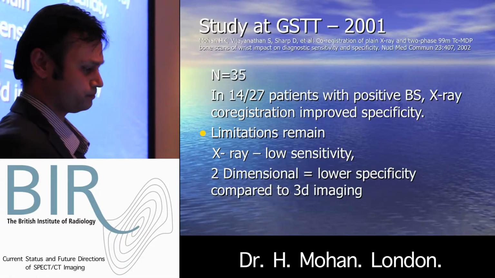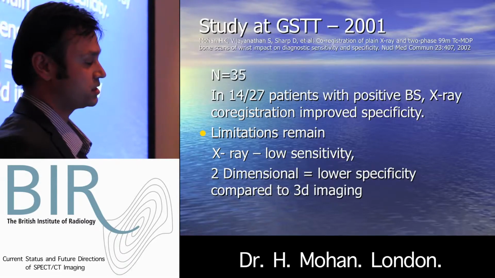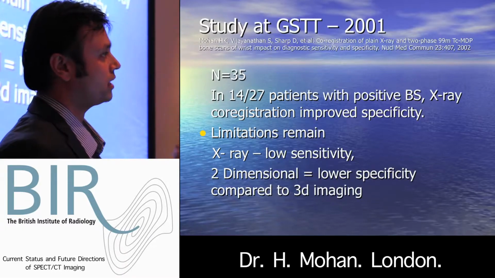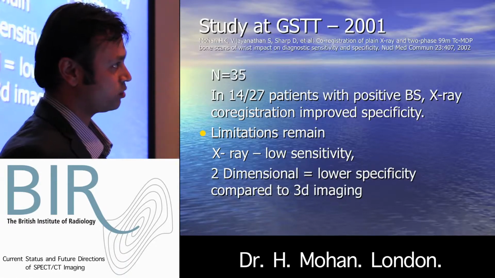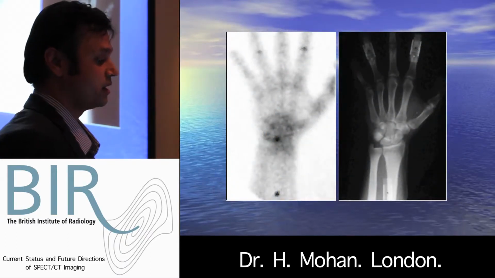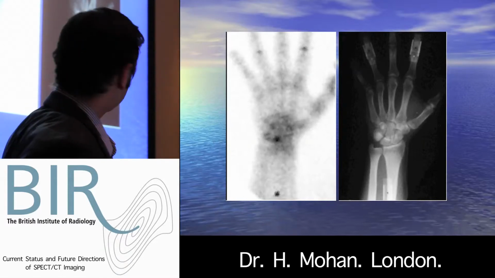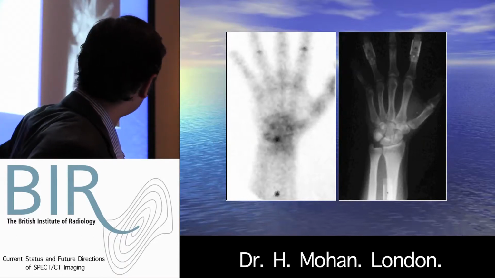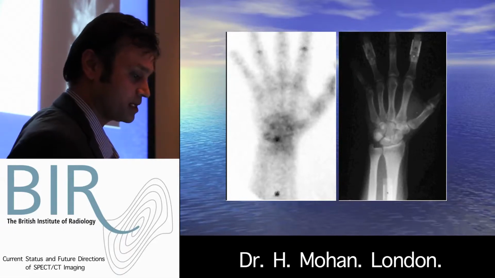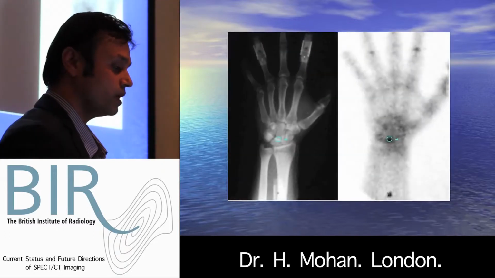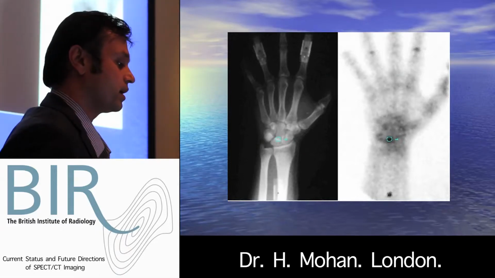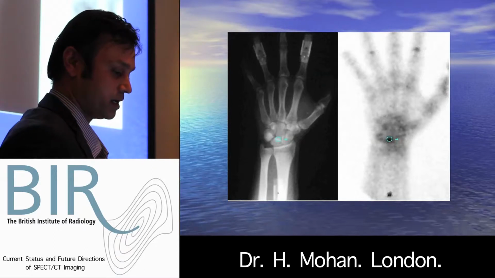We found that in about 50% of these patients, there was an incremental benefit of adding the anatomical localization derived from the X-ray onto the bone scan. But bone scan still remains quite sensitive. So here is a planar scintigram showing the area of uptake within the wrist. Where is this? And here is an X-ray. It's quite difficult to say where it is in this complex anatomy. When you do a co-registration, you can see that this is between the lunate and the capitate bone. That's the degenerative disease there.